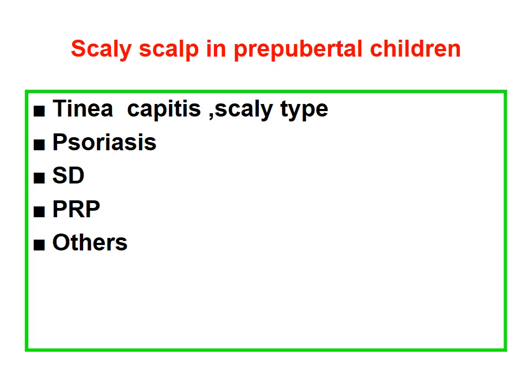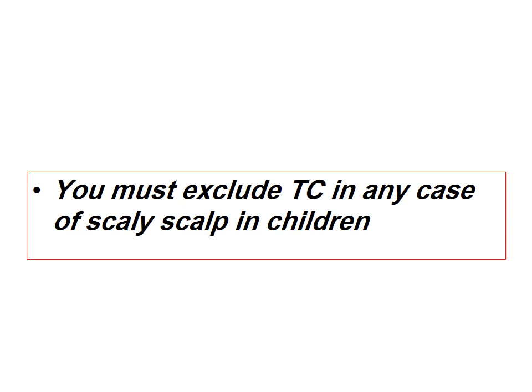Scaly scalp in prepubertal children: it is very important to exclude these diseases: tinea capitis, scaly type, psoriasis, seborrheic dermatitis, and pityriasis rubra pilaris. So if you see a case of scaly scalp in a prepubertal child, you have to exclude these diseases, especially tinea capitis, and you must exclude tinea capitis in any case of scaly scalp in children.